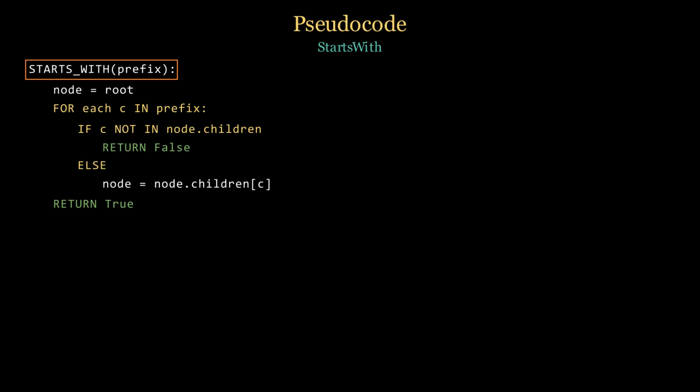Starts with, return true if any stored word has this prefix. Start at the root. For each character in the prefix, if the character is not a child, no word has this prefix. Return false. Else move to that child. Advance node to the child. We reach the end of the prefix, return true.